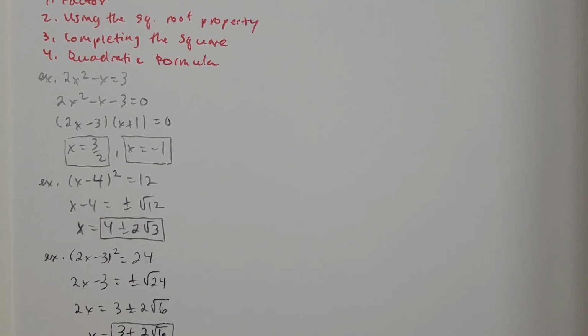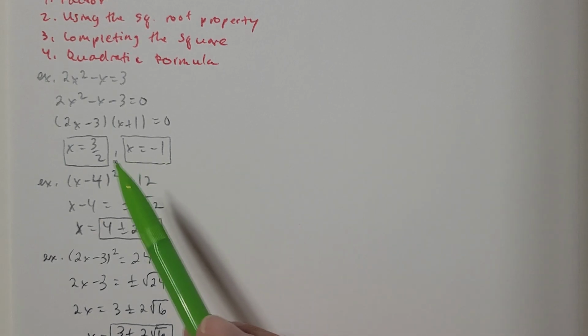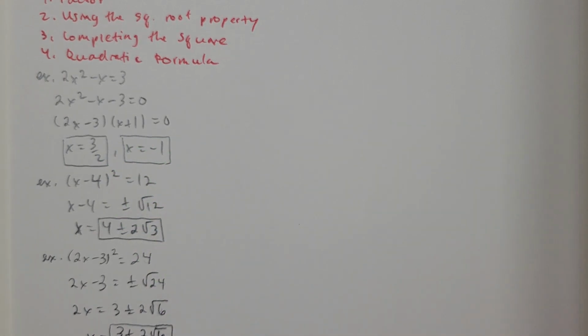So let's take a look at this first example. What if I had the equation 2x squared minus x equals 3, and I want to solve for x. So let's get everything onto the left, if I subtract 3 from both sides. And I just said factoring is by far and away the easiest method. This equation is going to factor nicely for us.